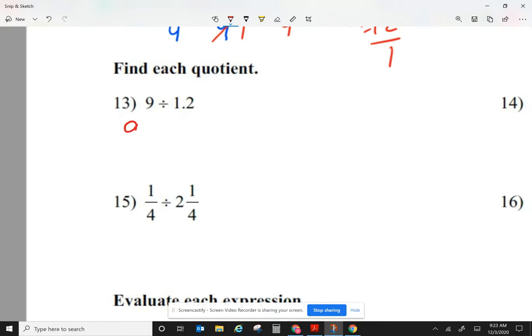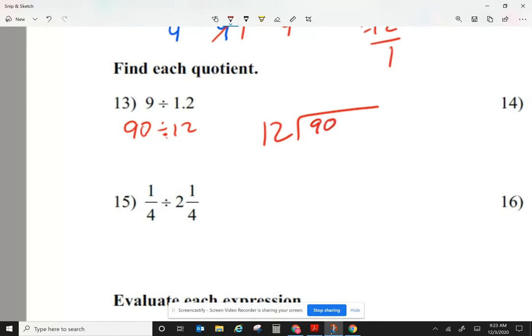So I'm looking at this as 90 divided by 12. Notice I moved the decimal point one place to the right. I ended up adding an extra 0 on the first number because I needed to move it one place to the right. My goal here is the second number should not be a decimal. I don't care about the first number, just the second number cannot be a decimal. So I'm going to be looking at this as 12 divided into 90.